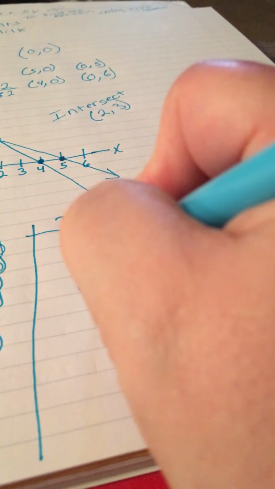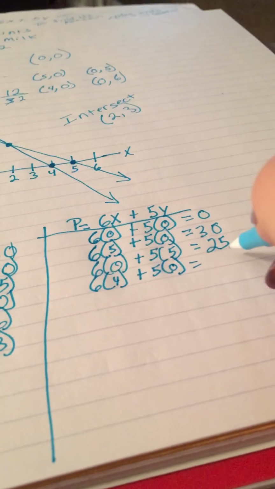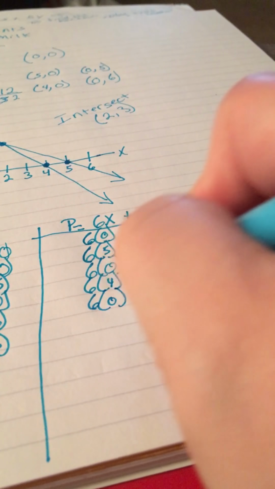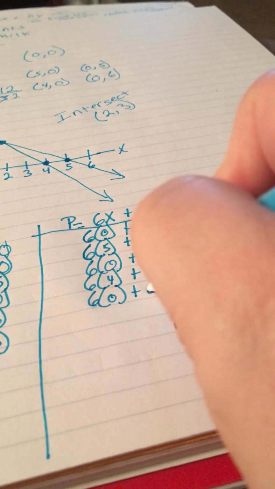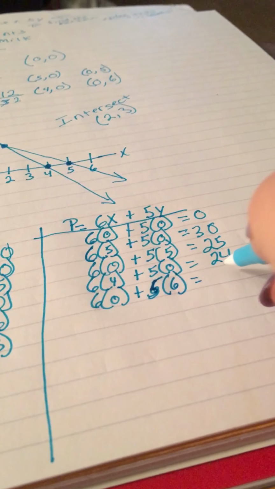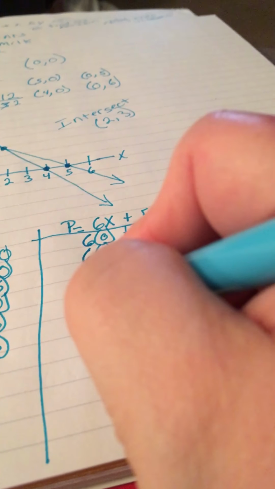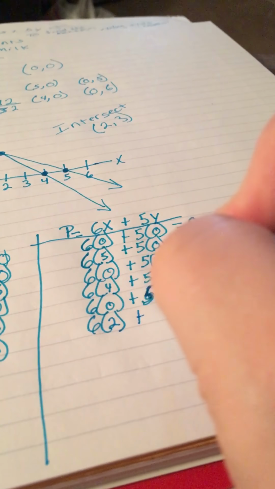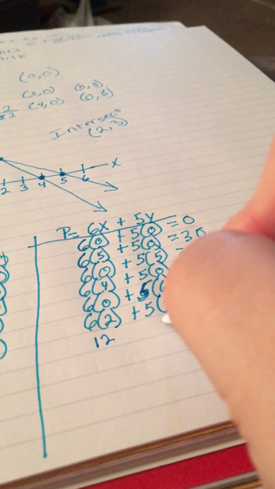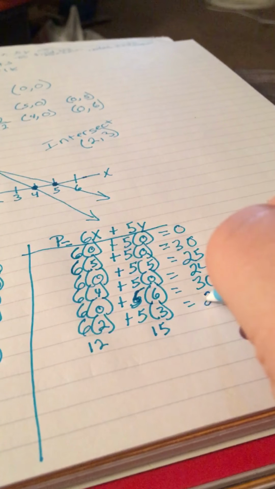So then we have 6 times 4 plus 5 times 0, which would give us 24. We have 6 times 0 plus 5 times 6, which would give us 30. Then we have 6 times 2 plus 5 times 3. This would give us 12. This would give us 15, which would give us a total of 27.